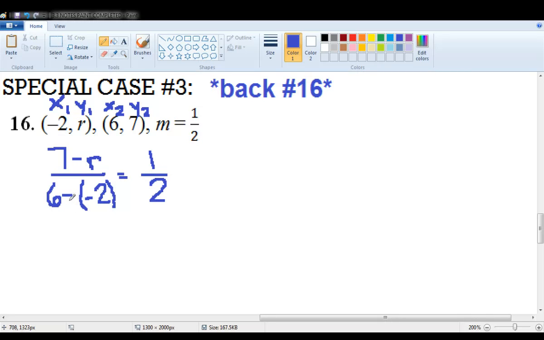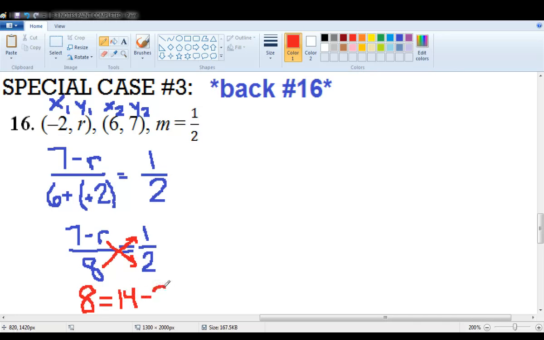Now we clean this up. 2 negatives right here, minus a -2 is the same as +2, so I get 7 minus r over 8 equals 1/2. Now, the reason I did that is because now I already remember how to do this. I can cross multiply. It's just a regular proportion. So I can do 8 times 1 equals, and then I can do 7 minus r times 2, which if you distribute would give you 14 minus 2r.